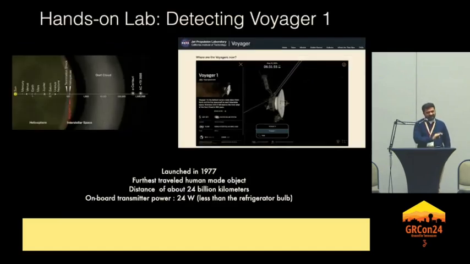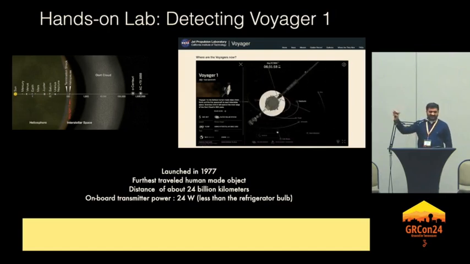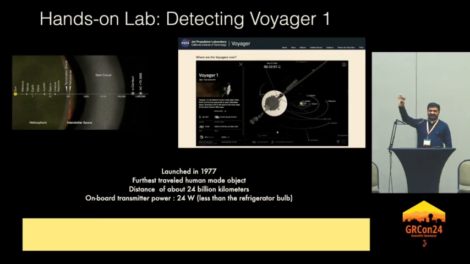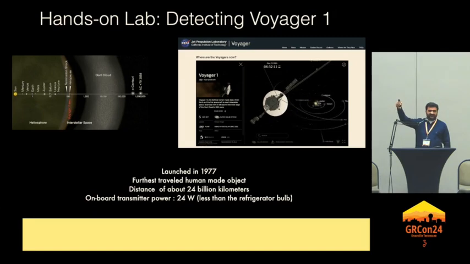So what are the different labs? I'm just going to give you a couple of examples, given the limited amount of time. One of the labs we have designed is detecting Voyager. Voyager, as you know, is a space probe that was launched way back in the 70s, and it is the furthest man-made object. It has already crossed the boundary of what we call the solar system and is reaching into interstellar space. You can detect it using a powerful antenna.